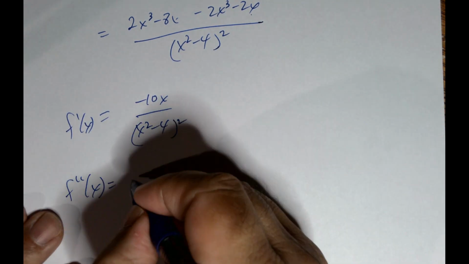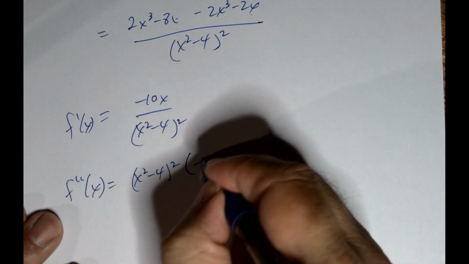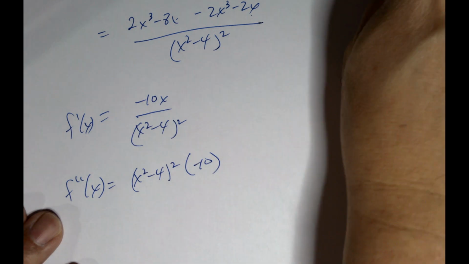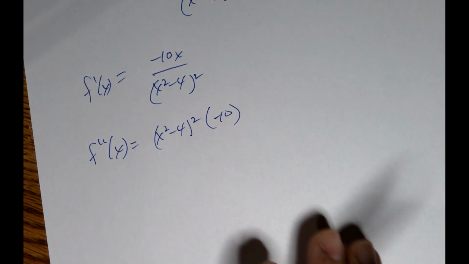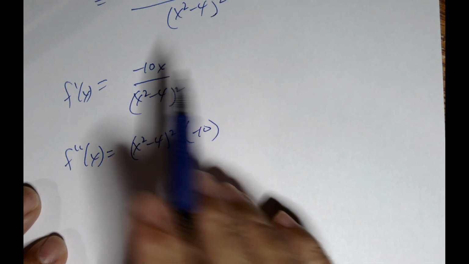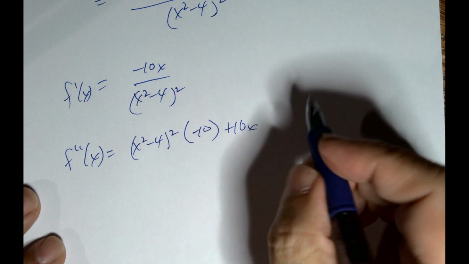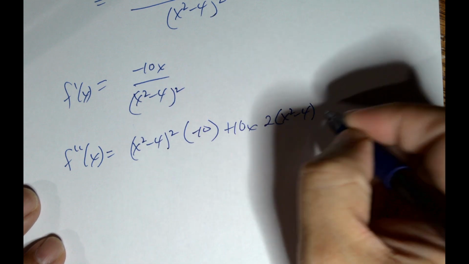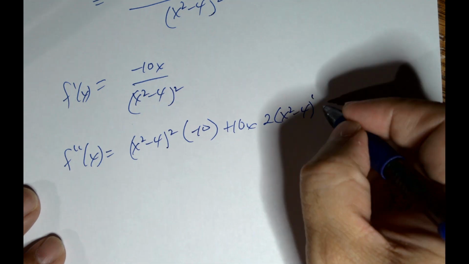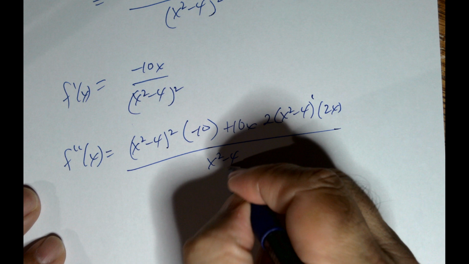So that's going to be x squared minus 4 squared times the derivative of the numerator, which is negative 10. And my pen is dying. Switching pens. So minus negative 10x is plus 10x times the derivative of the denominator. It's 2 times x squared minus 4 to the first power times the derivative of the inside, which is 2x, all over x squared minus 4 to the fourth power.